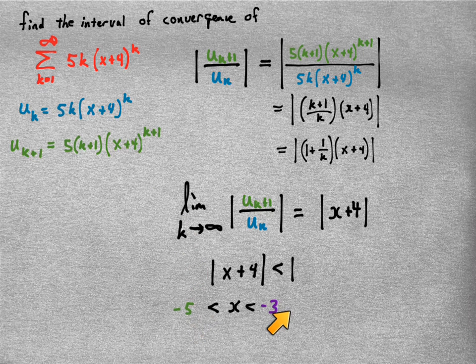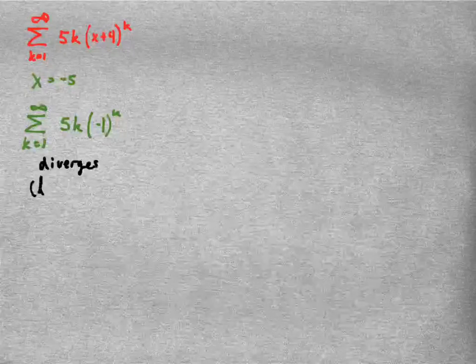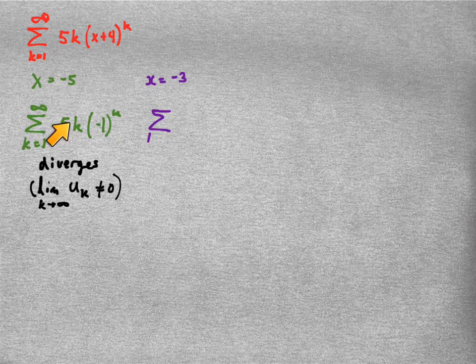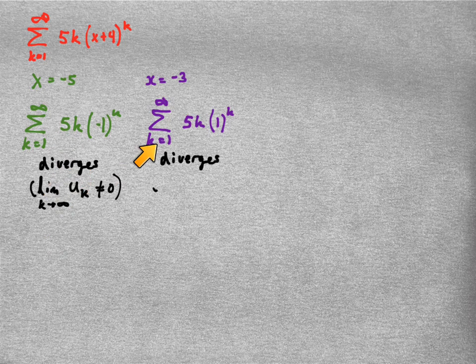Now, once again, we have to check the endpoints for -5 and -3 specifically. So here's our series. Check it again when x equals -5. This time we get 5k times -1 to the k. This diverges, even though it's an alternating series. We can see here that 5k, we let k go to infinity, it's going to become infinitely large, that is, we cannot define its limit. And here, more obviously, we're divergent at that point as well.